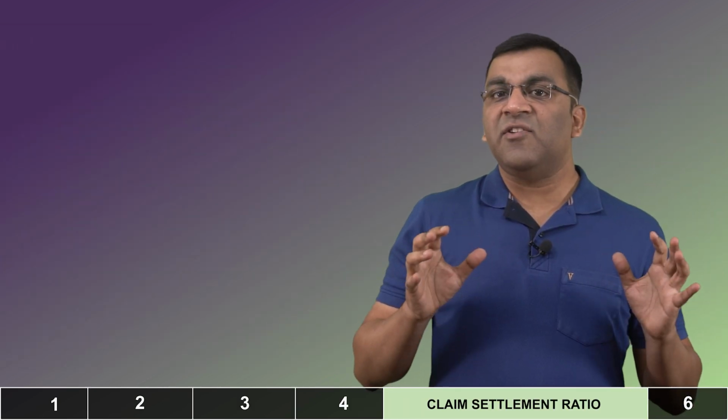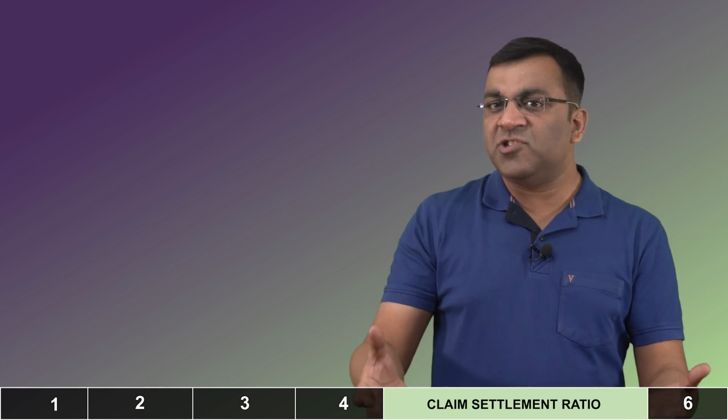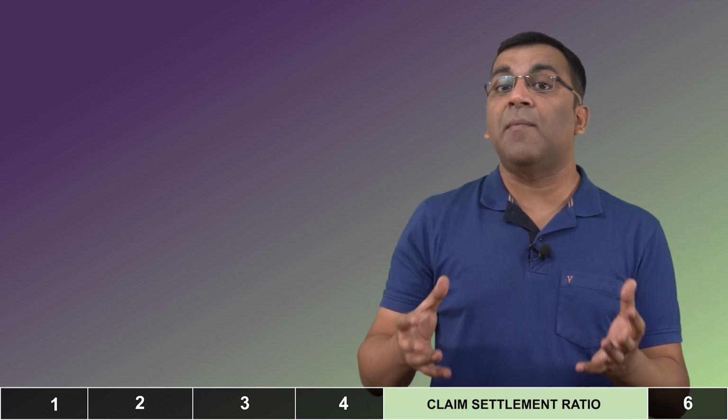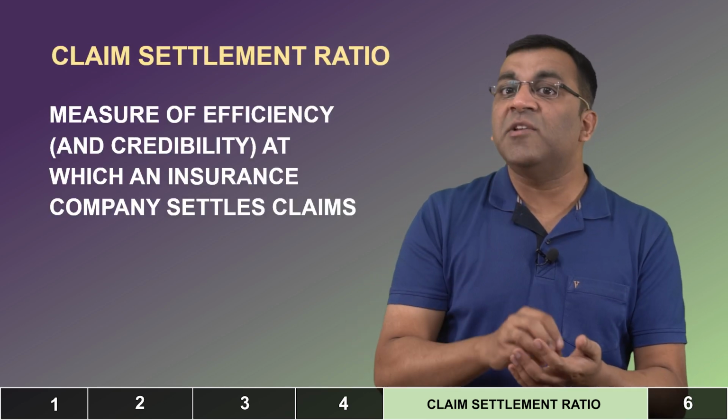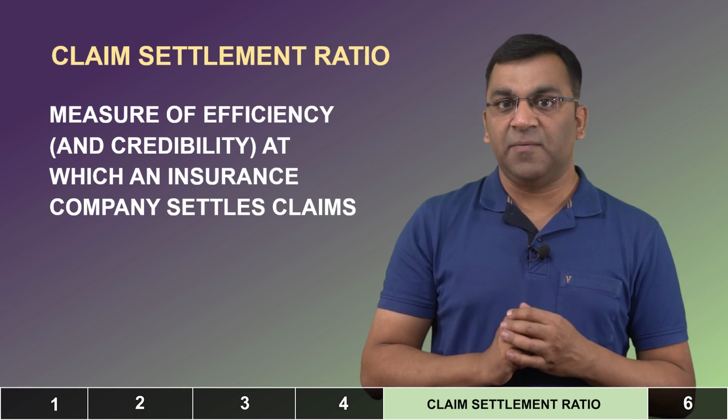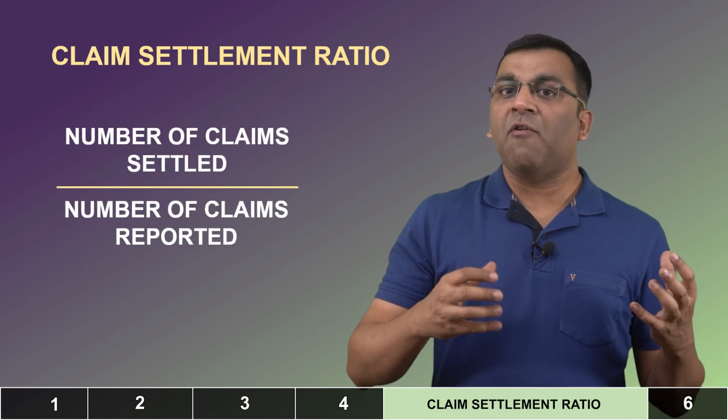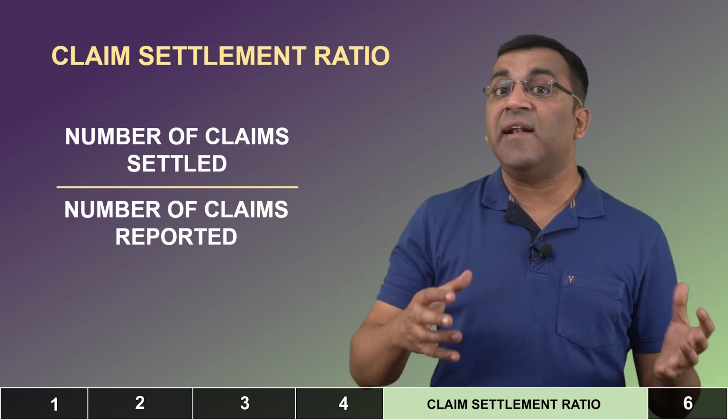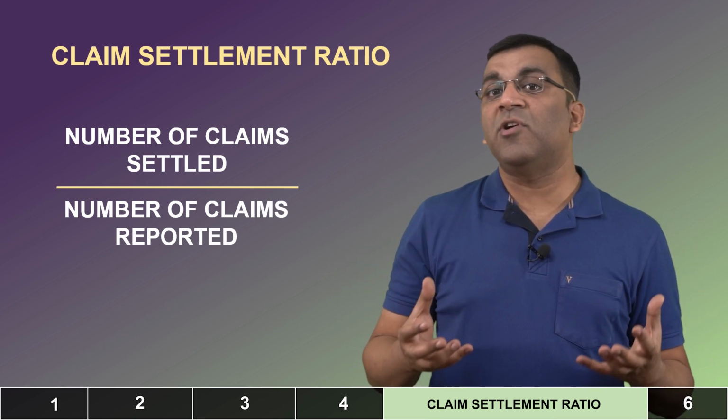The fifth consideration, and something which attracts a lot of searches on Google, is the insurance company's claim settlement ratio. Simply said, the claim settlement ratio indicates the efficiency at which insurance claims are settled by the insurer. So when you see a number of 98%, it means 98 out of every 100 claims reported to the insurance company was settled by it.